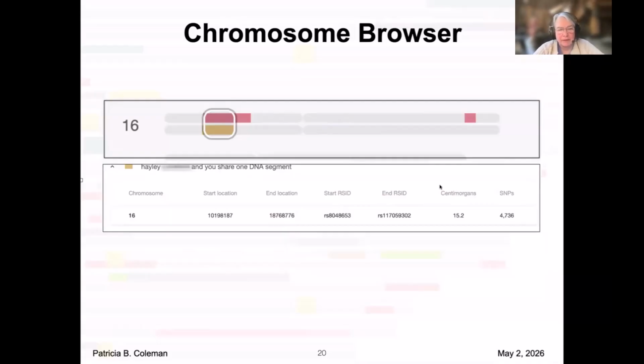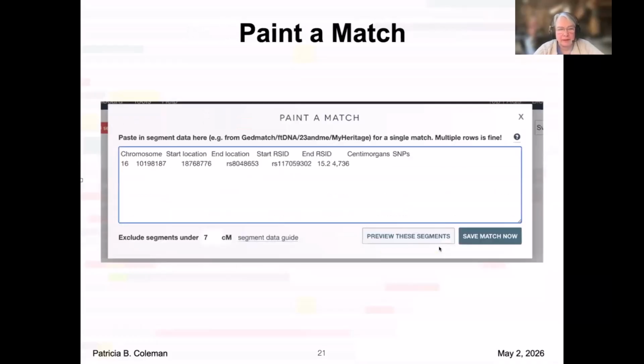So I will copy that information and paste it into DNA Painter. I've got the heading that's at the top of the list, and then whatever chromosomes, in this case, it's only one, that are in the list. And since I don't know how we're connected, I'm going to preview the segment.